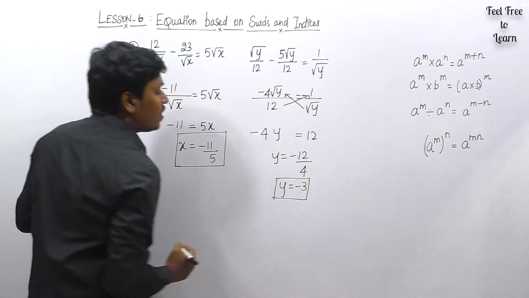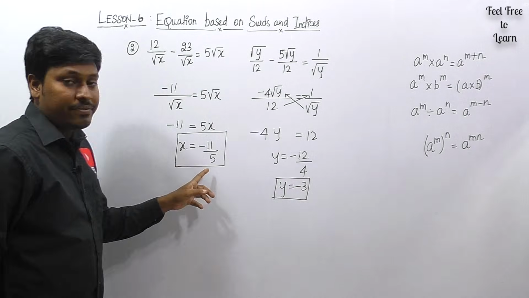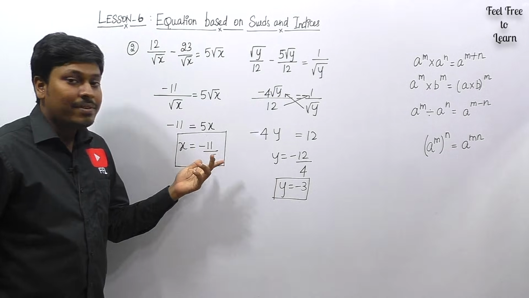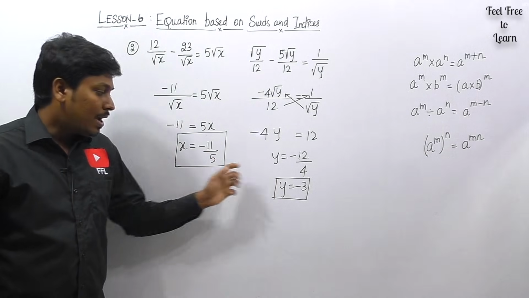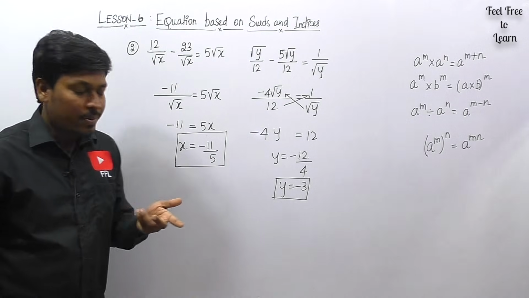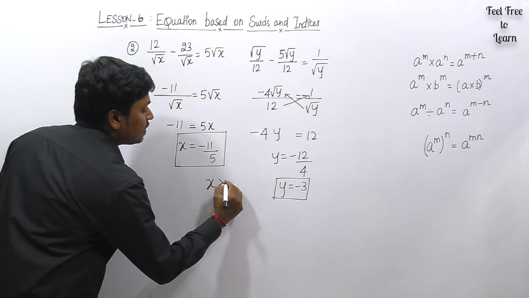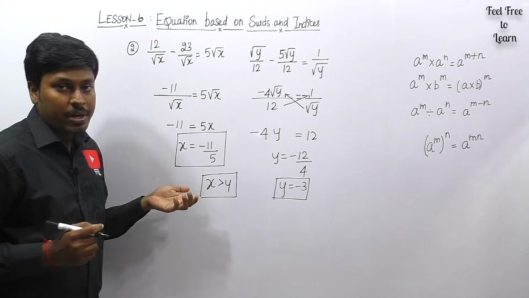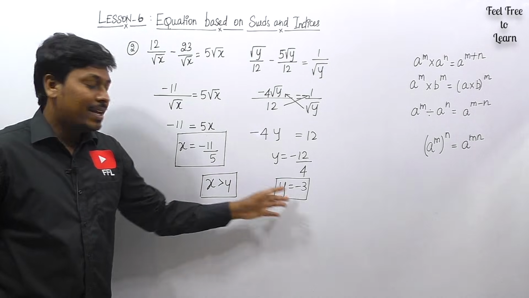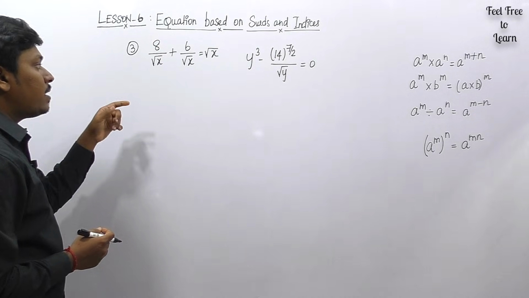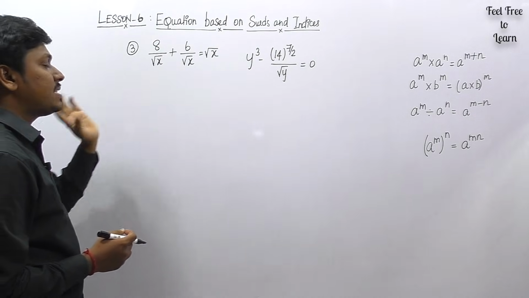So friends, here we got the value of x, that is minus 11 by 5, and we got the value of y, which will be minus 3. So friends, 11 by 5 will be 2.2, so minus 2.2, and here it is minus 3. So we need to say what is the relationship between x and y. So we can easily say the answer will be x greater than y. Why? Because the value of x will be minus 2.2, here it is minus 3. So we can say that x is greater than y. Question number 3. 8 divided by root x plus 6 divided by root x is equal to root x.